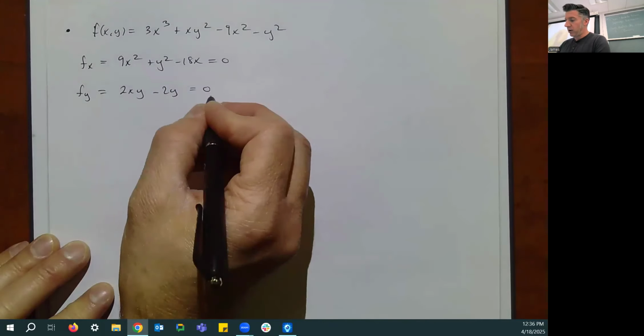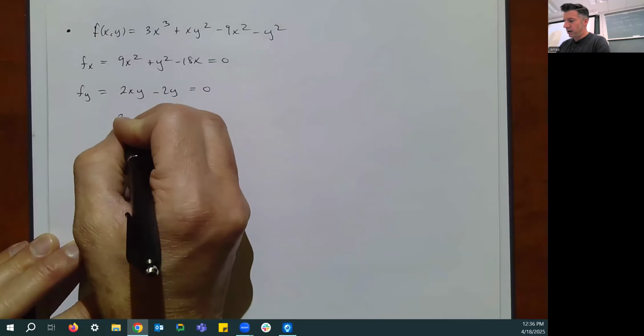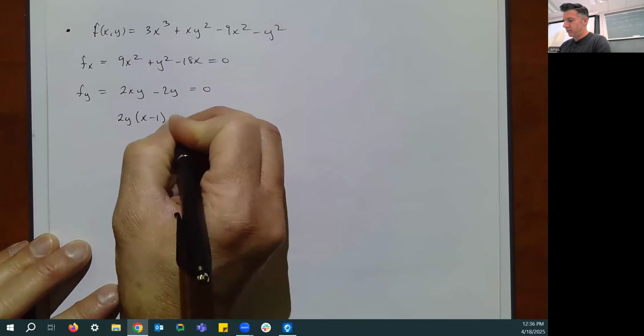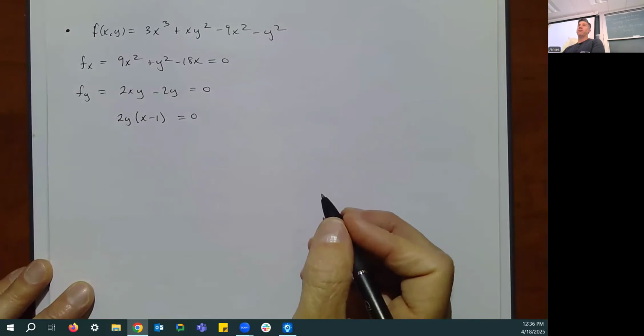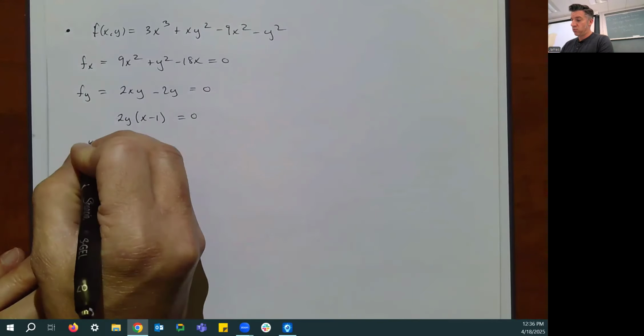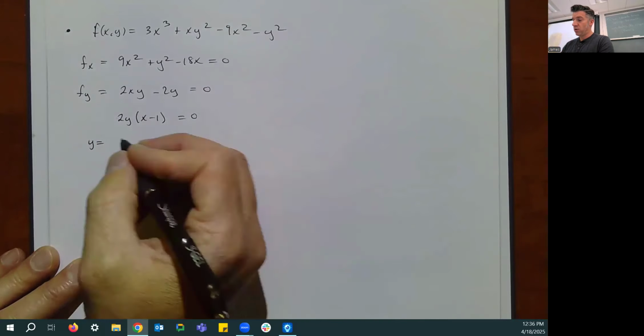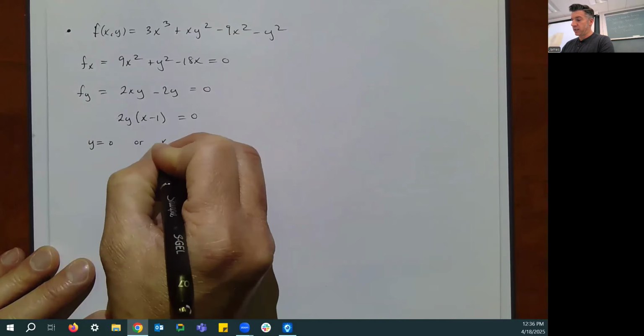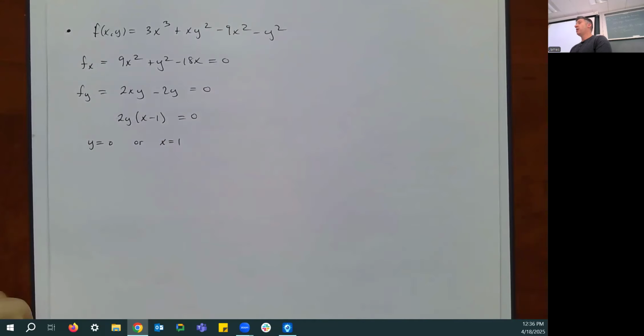I can take this equation here. I can factor out a 2y and be left with an x minus 1. So what do I get? What are the solutions to this equation? Either y equals what? Or x equals 1. Now I want to be super explicit about this. 1 comma 0 is not a critical point.